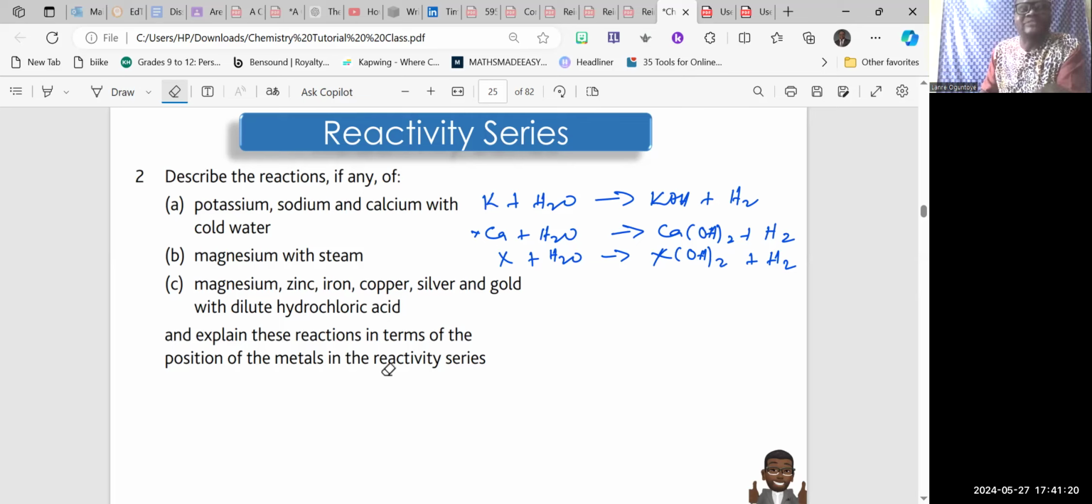They say explain these reactions in terms of the position of the metals in the reactivity series. So you can see, out of all of these metals, this will react with water, whether hot or cold. This will react with water, whether hot or cold. This will react with water, whether hot or cold. Magnesium will react well with hot water, right? Zinc, iron, right? But the moment you get to copper, these guys will not react. Why? Anybody want to tell us why copper, silver, gold will not react with water?